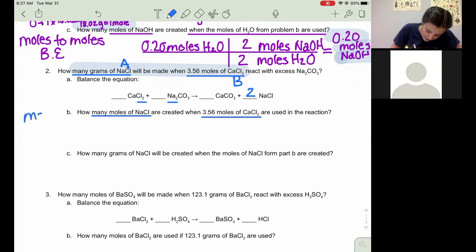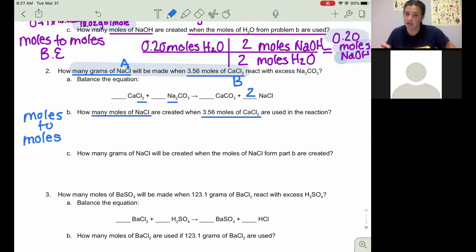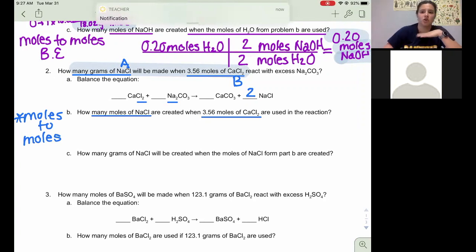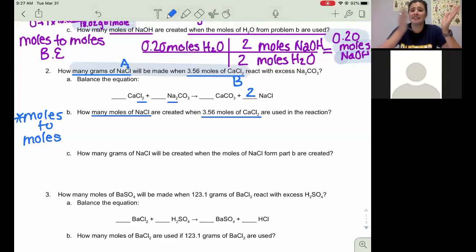That is an important step. You need to know what units you're going from, and I recommend writing it over on the side just like this, because it's really easy to get confused: am I supposed to be using grams? Am I supposed to be using moles? If you set it to the side and go, oh, I'm going moles to moles, you'll know exactly what you're supposed to be doing. So this one's moles to moles, which means balanced equation. There's no grams. I do not need my periodic table for this.